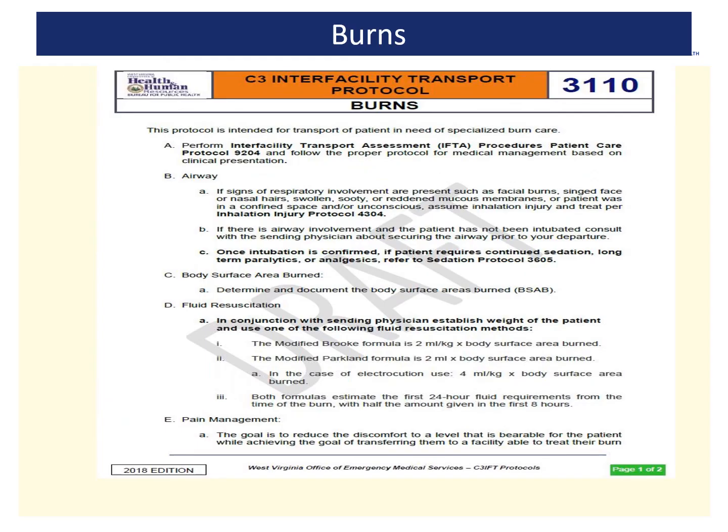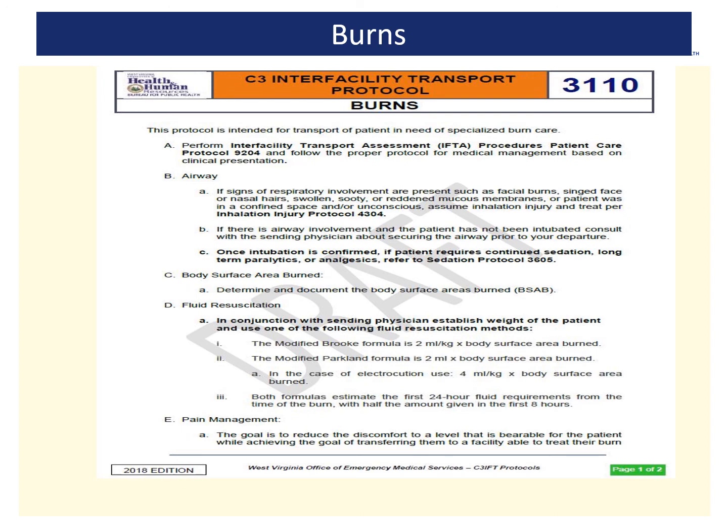Burn C3 Interfacility Transport Protocol 3110. This protocol is intended for transport of a patient in need of specialized burn care. Perform interfacility transport assessment, procedures, and patient care protocol 9204, and follow the proper protocol for medical management based on clinical presentation.